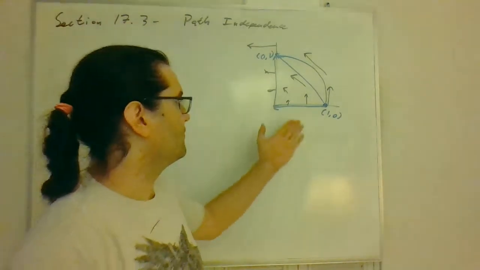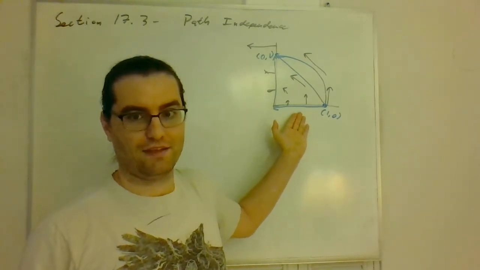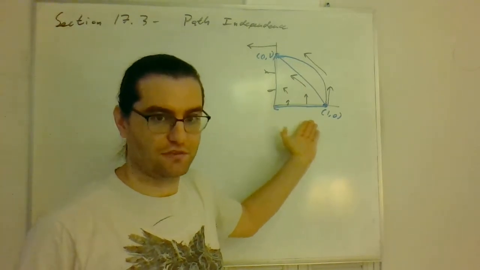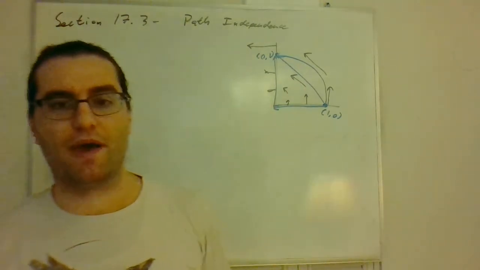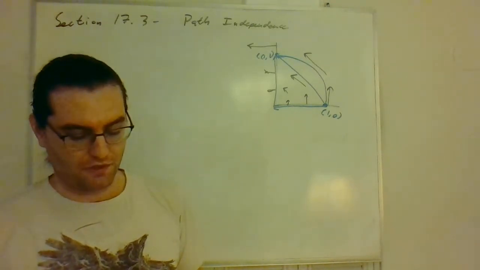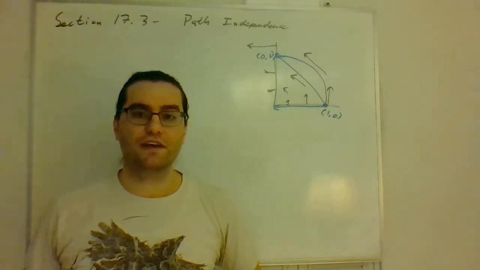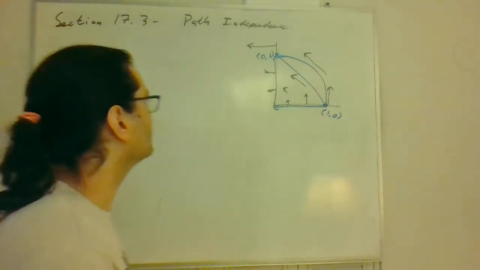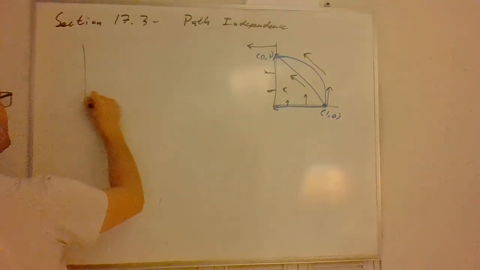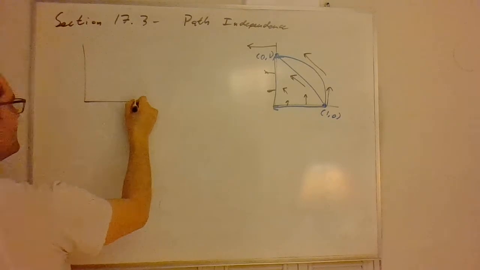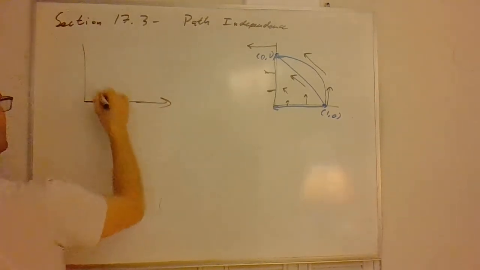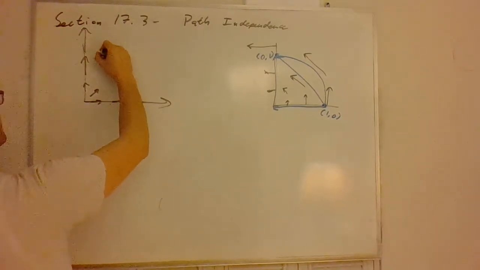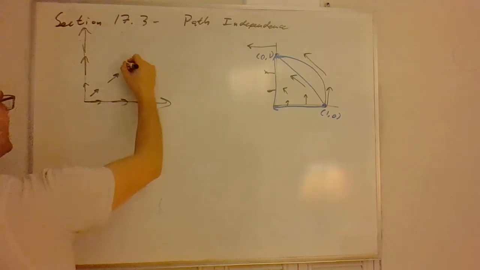So this is an example of a vector field that is not path independent. This vector field is path dependent. The result of the line integral does depend on the path that you take. But there are other kinds of vector fields, where we could do this and we would find that the result actually doesn't change at all depending on your path.